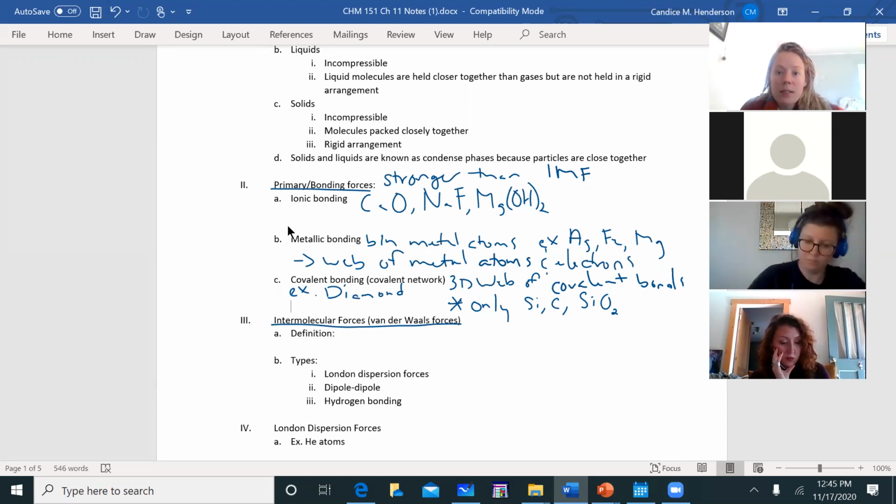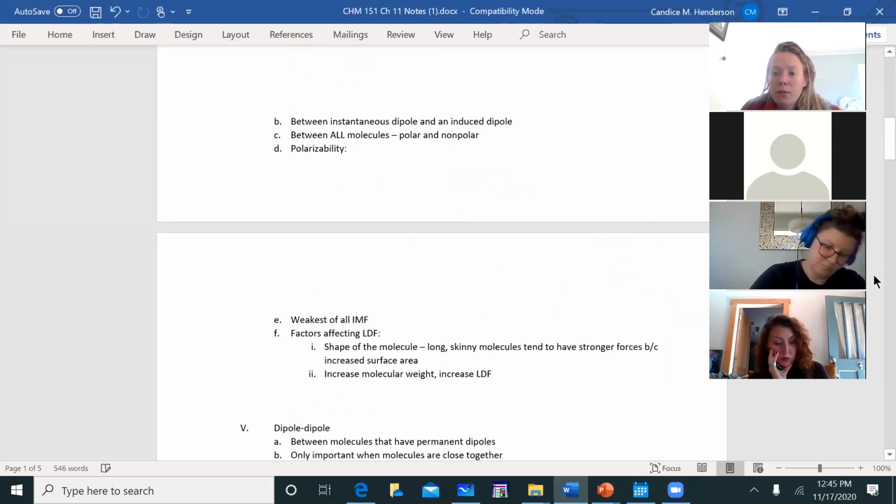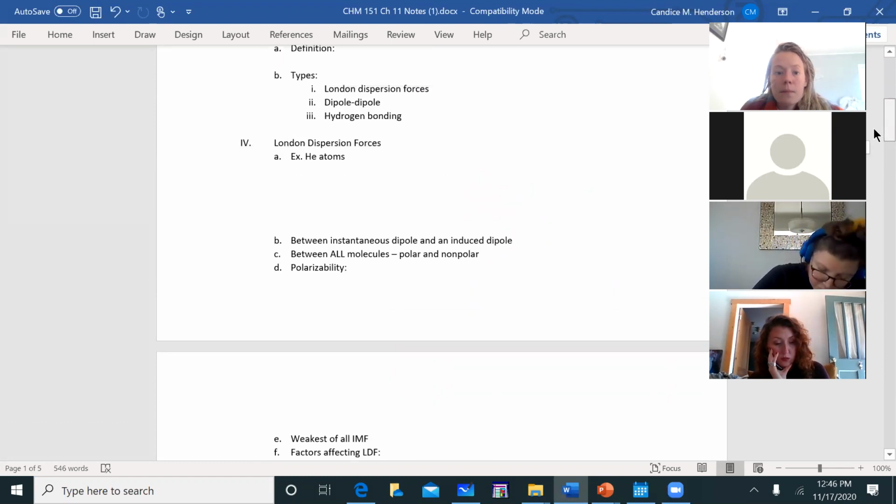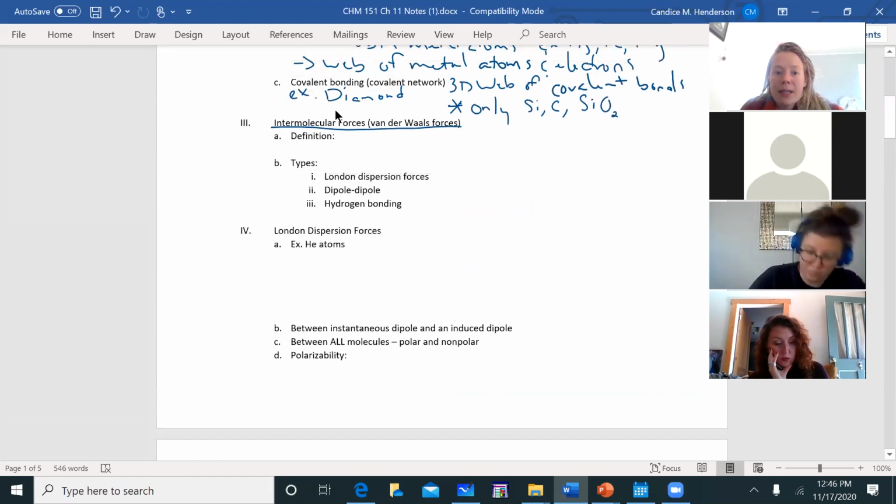So moving on to intermolecular forces, hopefully this stuff up here isn't really anything new for y'all, but intermolecular forces are exactly what they sound like. And sometimes you'll hear them called van der Waals forces, but this is the force or the attraction between adjacent molecules, okay?